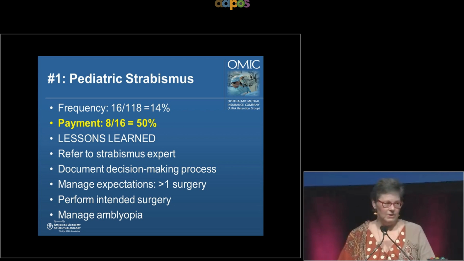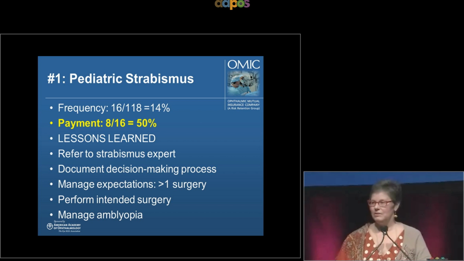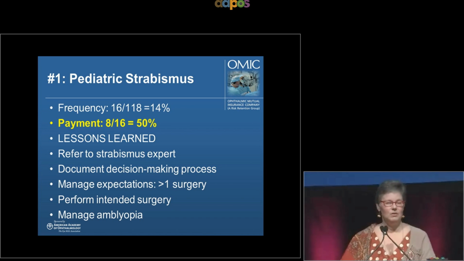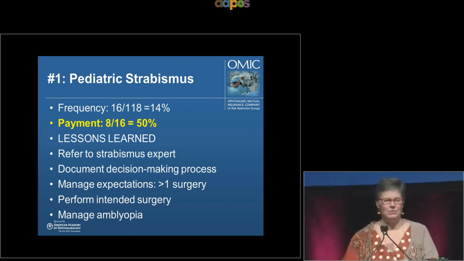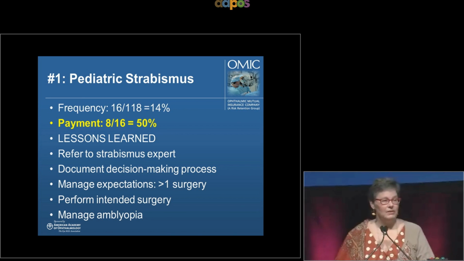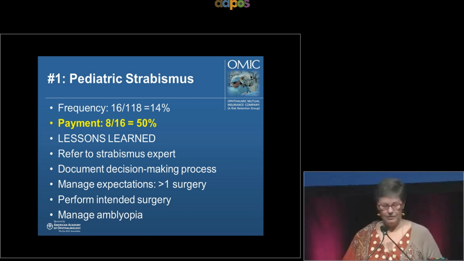It's always a good idea to perform the intended surgery. John Simon was here and did that great study on wrong cases: wrong patient, wrong eye, wrong muscle. We had a lot of wrong cases in the pediatric strabismus group, and you just don't want that to happen. There are really good guidelines about that I'll be referring to later. And then manage amblyopia in the setting of pediatric strabismus.